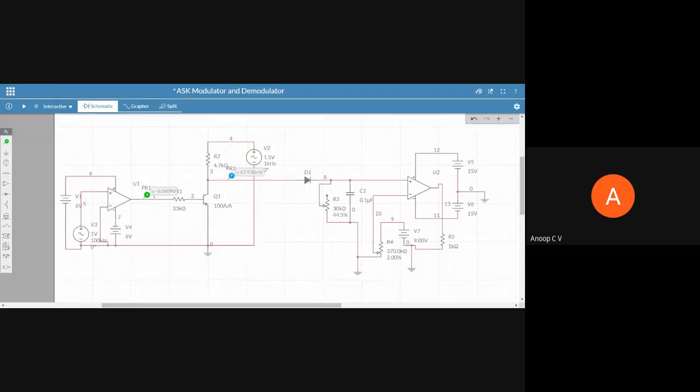Yes, Shodhana. Shodhana, please unmute yourself and could you please explain to me how this envelope detector works? Okay, Macwin.